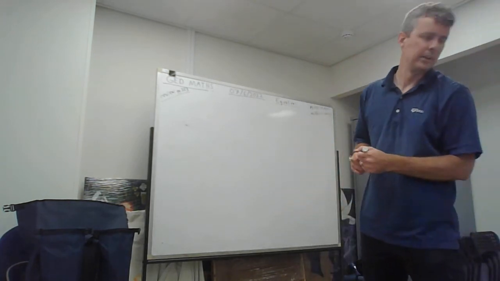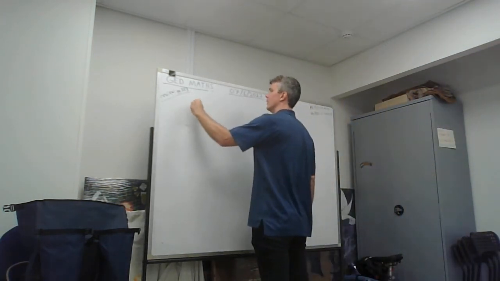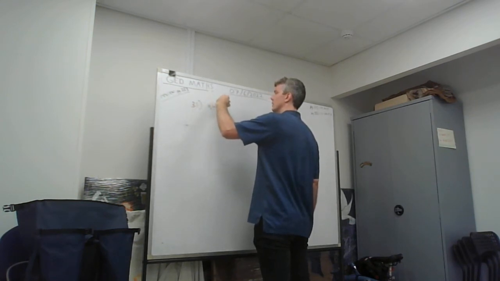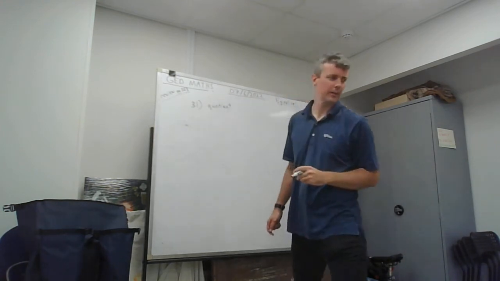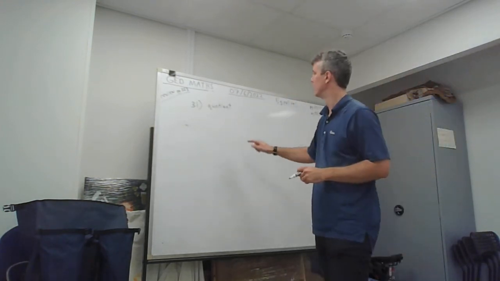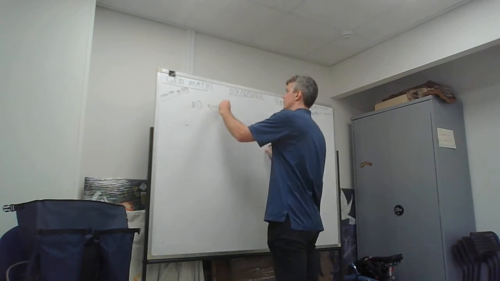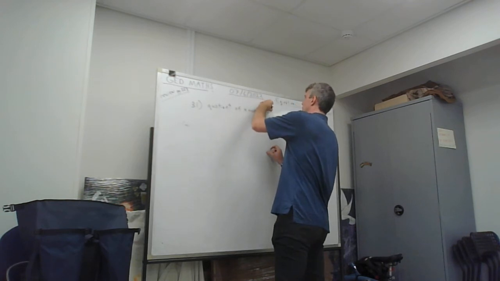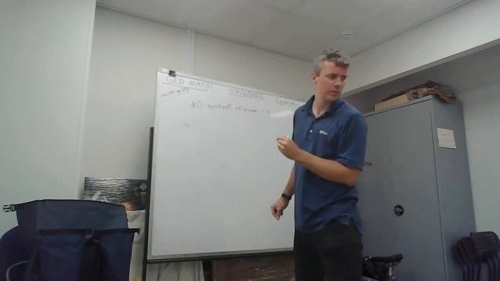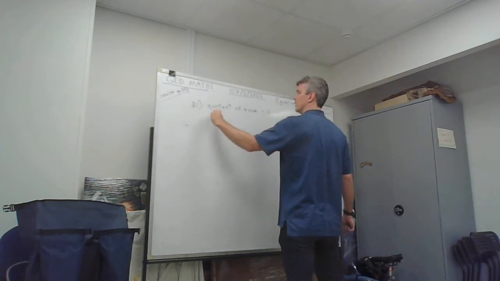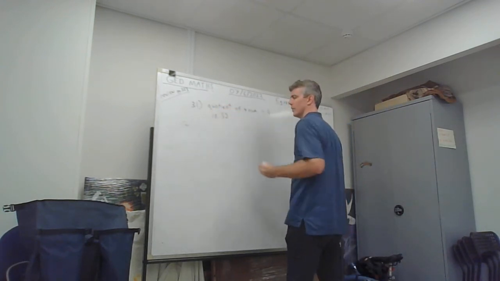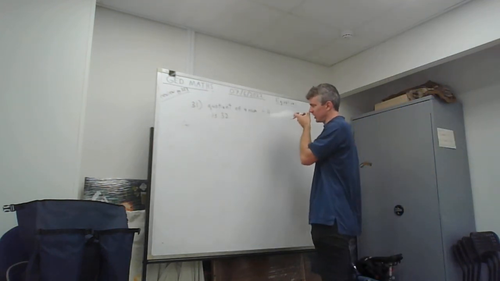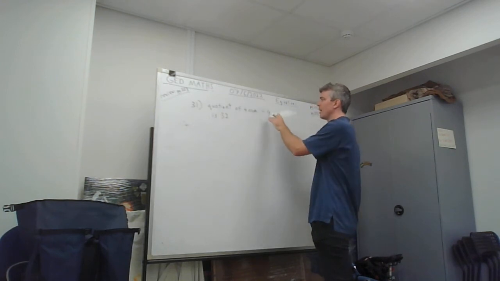Okay, number 31. Oh, it's one of these. Right, the quotient of a number divided by 4 is 32. Okay, so what is the number? Alright, so the quotient of a number divided by 4 is 32.